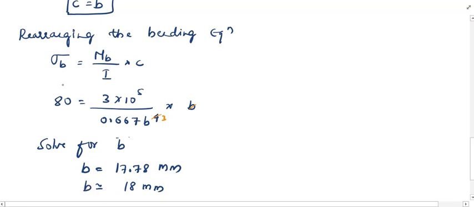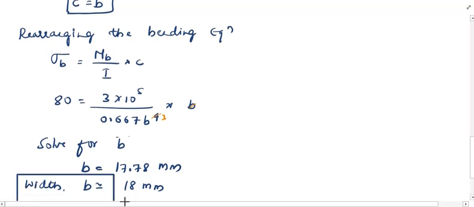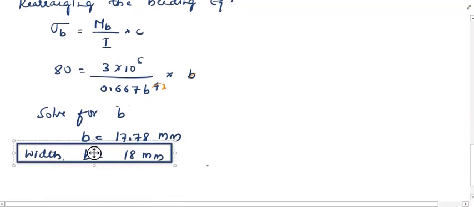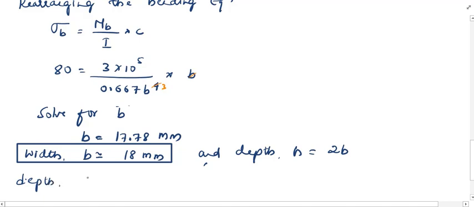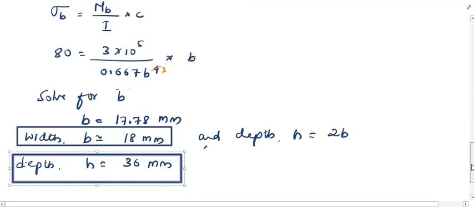So therefore the width b is equal to 18 mm, and the depth h is equal to twice the width. So therefore I can write the depth h is equal to 36 mm. So these are the dimensions of the cross section.